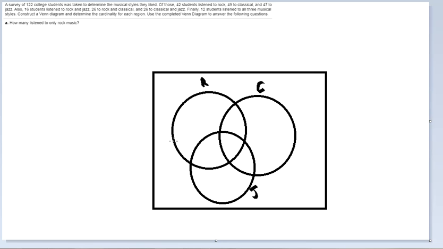Now we don't want to put those in yet. What we want to do is find the middle. Always go to the middle first. What it says here is that 12 students listen to all three music styles. So we always want to go right down here to the middle, and this is where we're going to put our 12. So we make a 12 here.